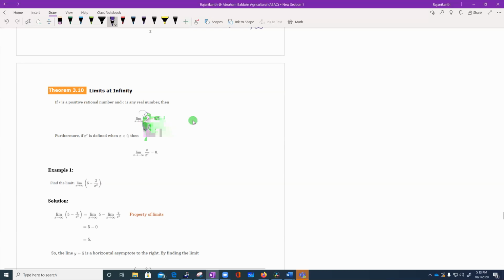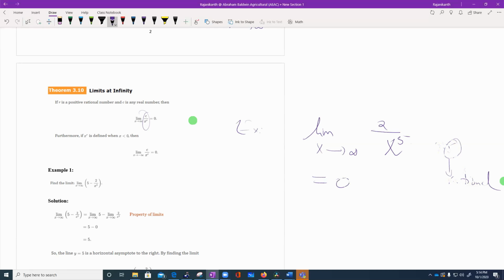For example, think of finding the limit as x goes to infinity of 2 over x to the power 5. If you use this theorem, r is now 5 in this case. Yes, 5 is a rational number, a very good number, right? So c is now 2. So you could use this theorem now. The theorem says this answer is nothing but 0. But remember, r is supposed to be a positive rational, not negative. No confusion, the theorem says for the positive.